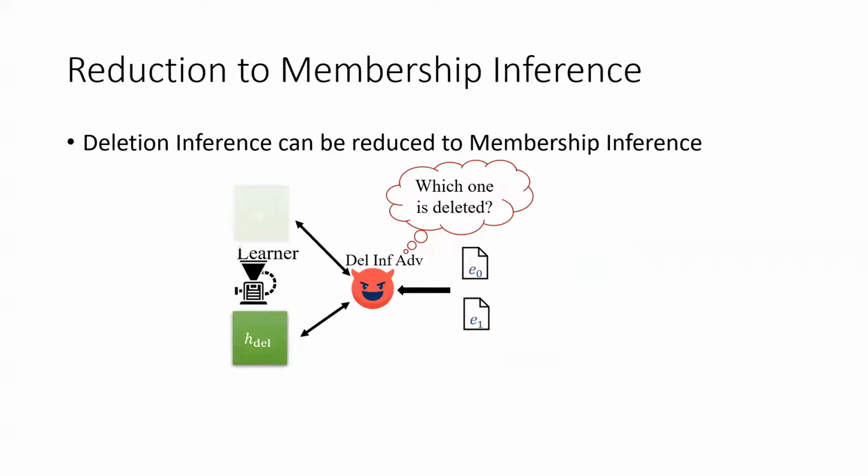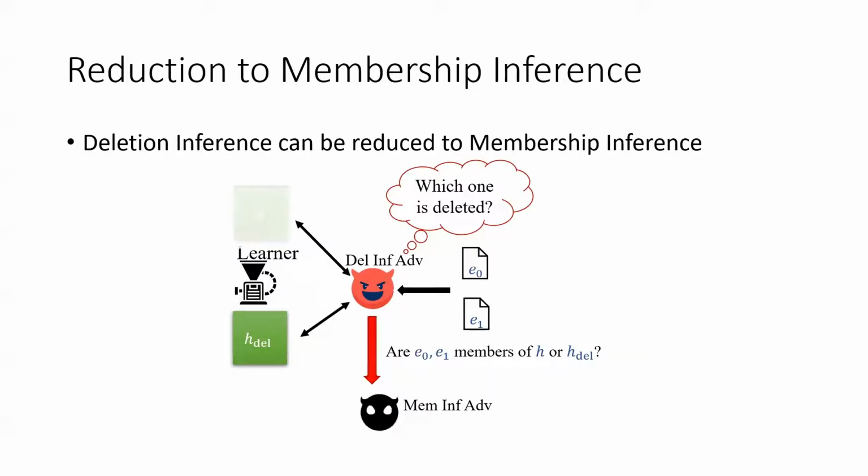Now, before introducing our attack, we first see one possible attack, which is reducing the problem to membership inference. Membership inference is the type of privacy attack that returns whether an input is part of the dataset or not. If we have a membership inference adversary that always succeeds, we can use it to get the membership of the two examples on the two models, and then decide which example is deleted. It is because the deleted example loses its membership after deletion. Because of this reduction, an inference attack is only interesting when it can beat this reduction.